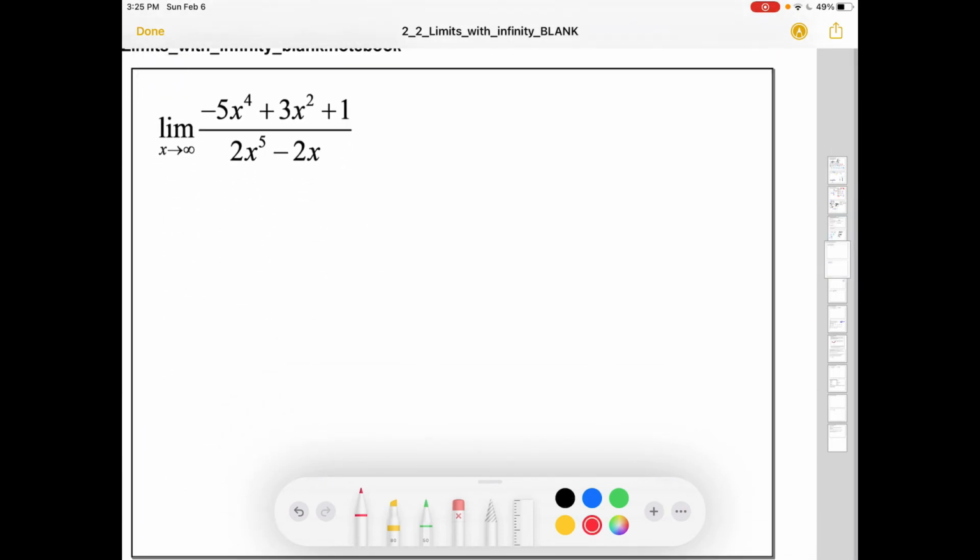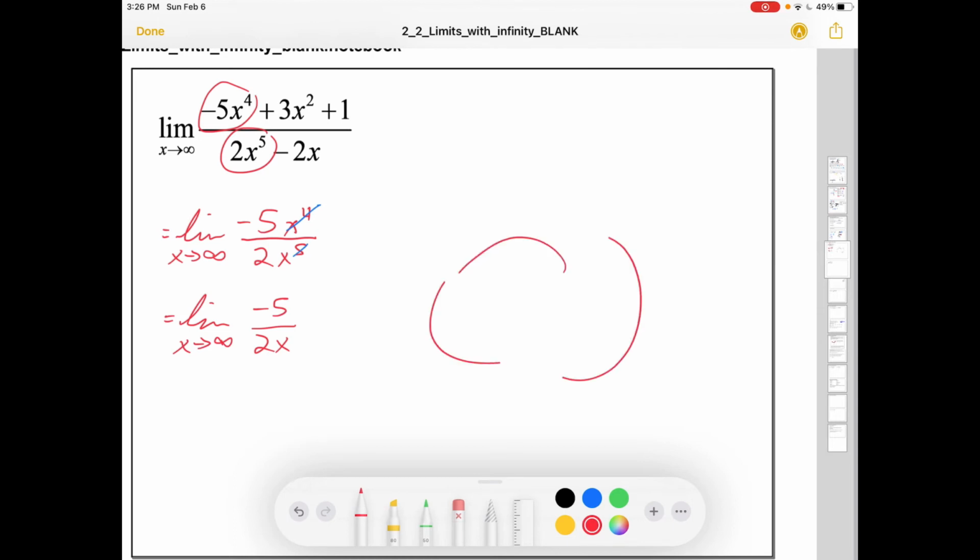Pretty slick. Let's try another. On the top in this one, we've got this as the driver. On the bottom, we've got this as the driver. So let's evaluate this limit. That would give us negative 5 x to the 4 all over 2 x to the 5. And this reduces, but not completely. There's still an x involved. So that'll give us lim as x goes to infinity of negative 5 over 2x. That is something that you can evaluate.